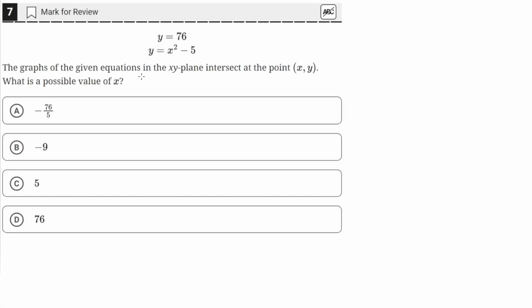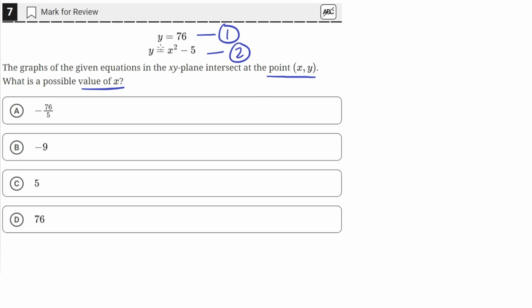The graphs of the given equations in the xy-plane intersect at a point (x, y). What is a possible value of x? Okay, so we have these two functions, y equals 76 and y equals x squared minus 5.